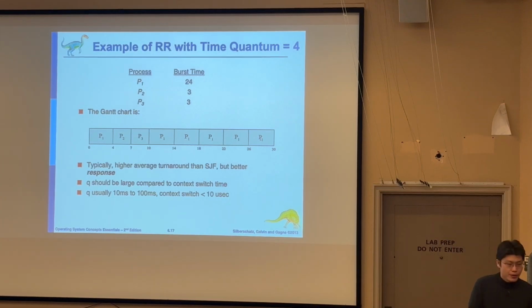Typically it has a higher average turnaround than shortest job first. Shortest job first is still the theoretical best scheduling policy, but round robin could have better response.